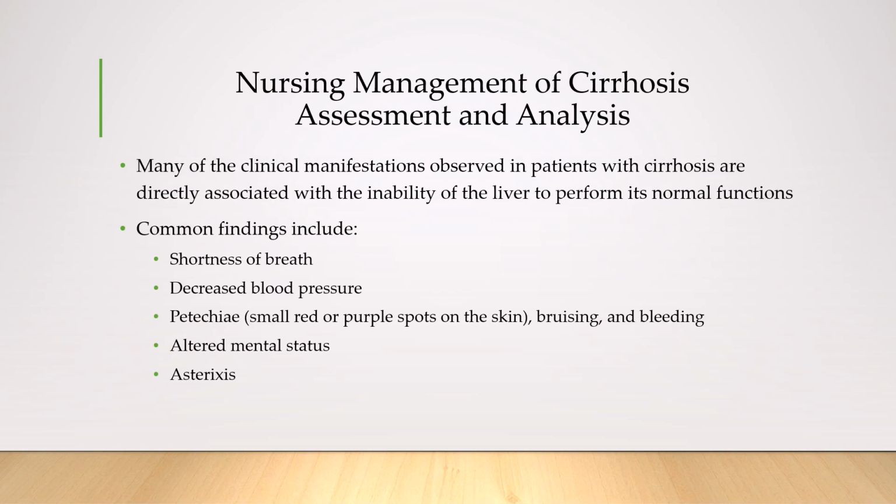So now let's get to the care plan for taking care of this patient. So we are going to assess, because we are nurses, we are going to assess. Many of the clinical manifestations that are observed in patients with cirrhosis are directly associated with the inability of the liver to perform its normal functions. So some common findings will include shortness of breath, a decreased blood pressure, petechiae. Petechiae are small red or purple spots on the skin. We may see bruising or bleeding. Altered mental status, asterixis.